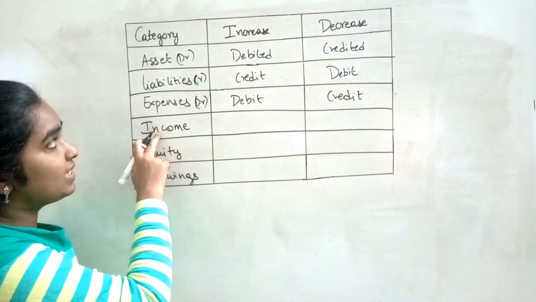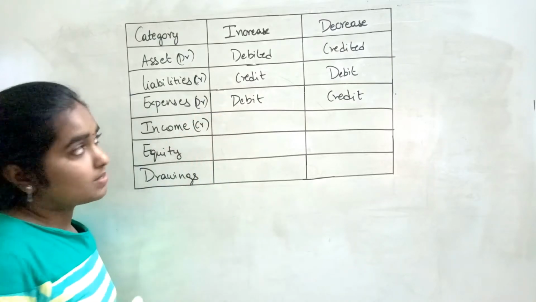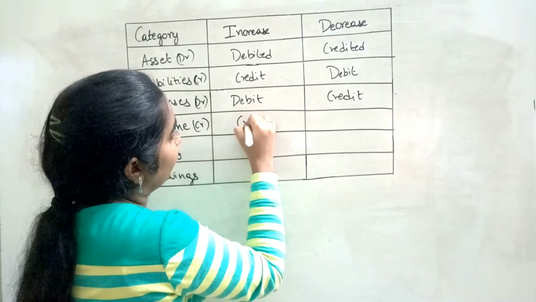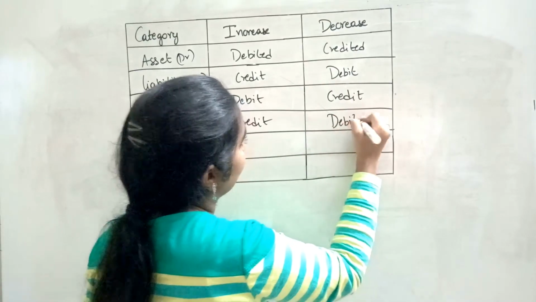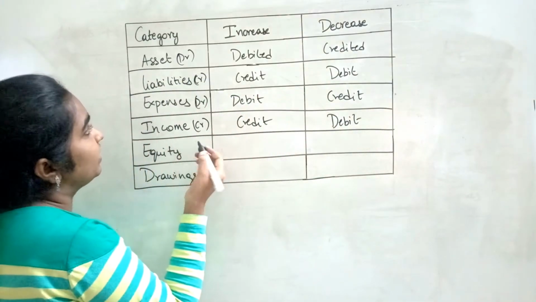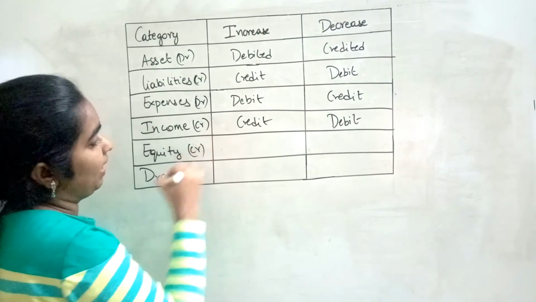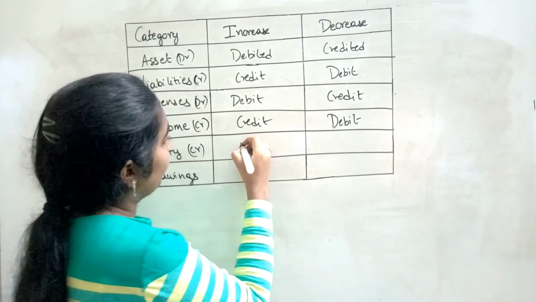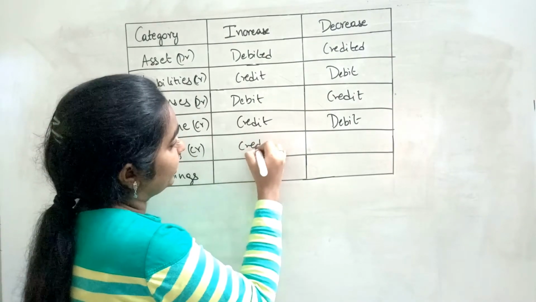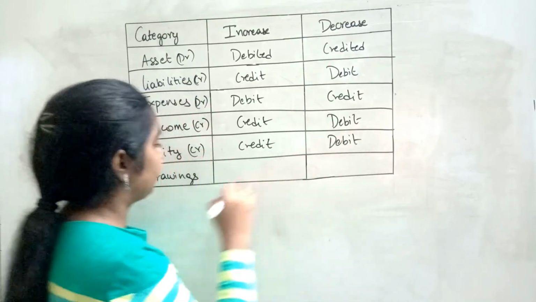Income is in the nature of liability, which is having a credit balance. So if there is any increase, we have to credit it. If there is any decrease, we have to debit it. In the same way, equity will also be having a credit balance, because equity is in the nature of liability, right? If there is any increase, we have to credit it. If there is any decrease, we have to debit it.